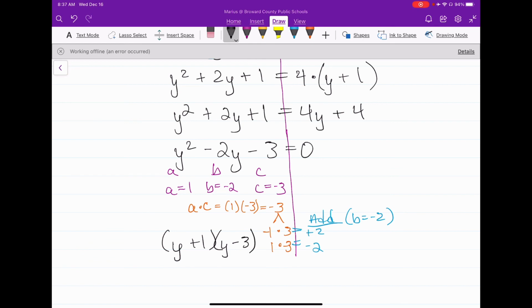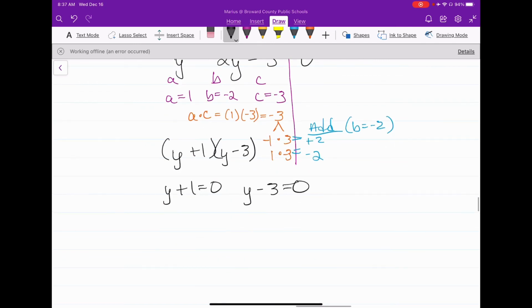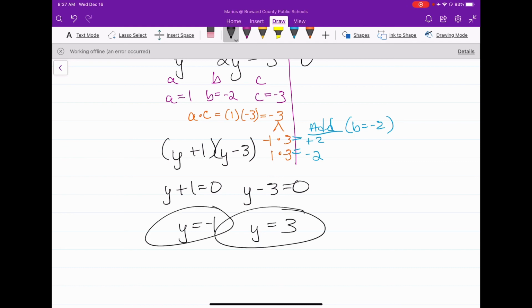Set each one of those equal to 0. y plus 1 equals 0. y minus 3 equals 0. y is going to equal negative 1, and y is going to equal positive 3. And there are our two answers.